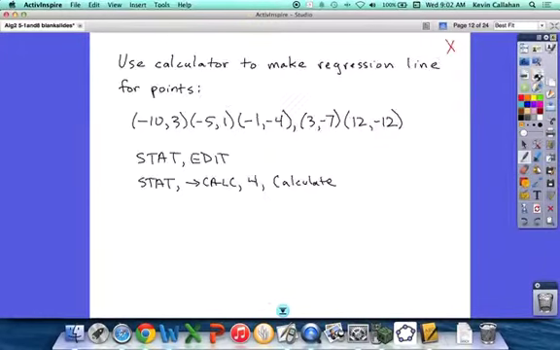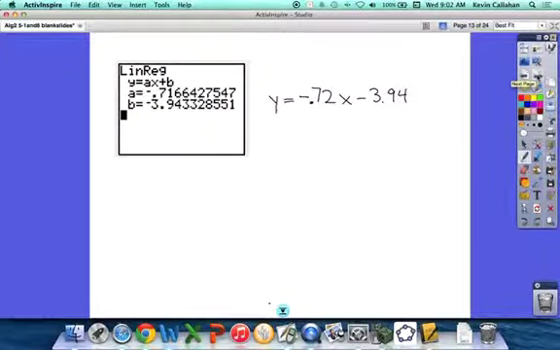Right. You should have gotten that. Compare that on your screen. It works now.